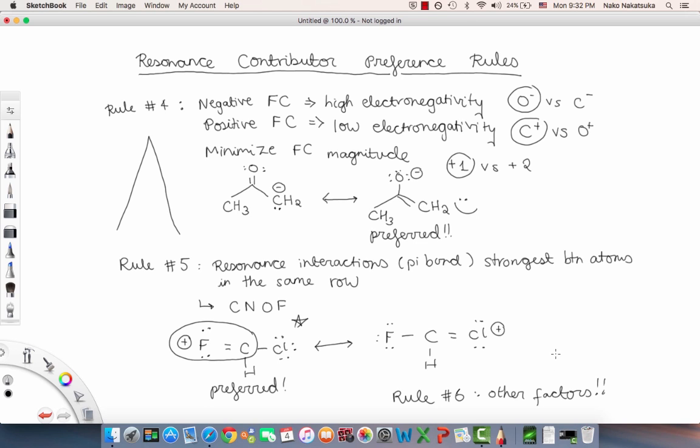So basically when you're drawing your resonance structures and trying to figure out which is the more preferred resonance contributor, you can often follow rules 1 to 6 that I wrote out right here in the order of preference that I noted, which was rule number 1 is the most important, and rule number 2 to 6 are all about the same, but rule number 5 overrules rule number 4.